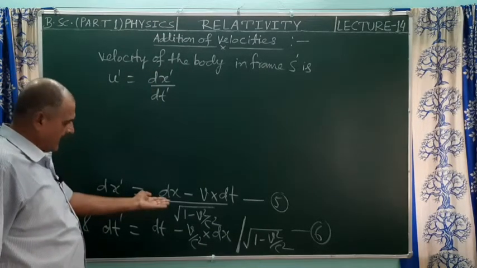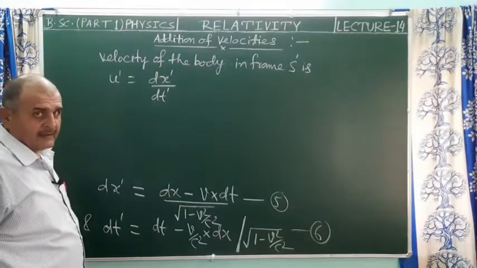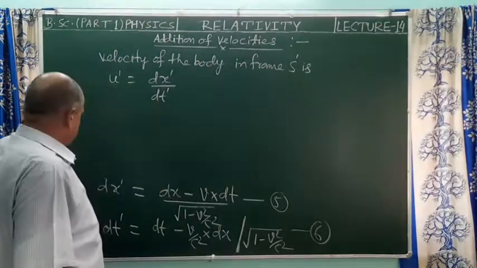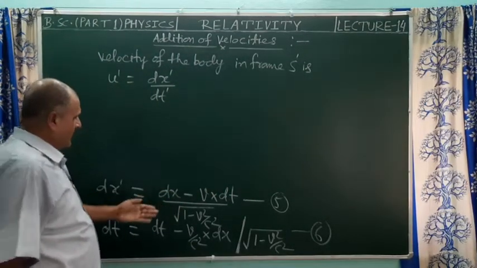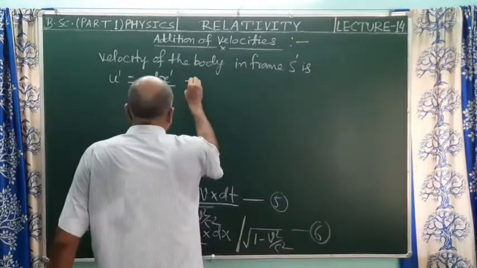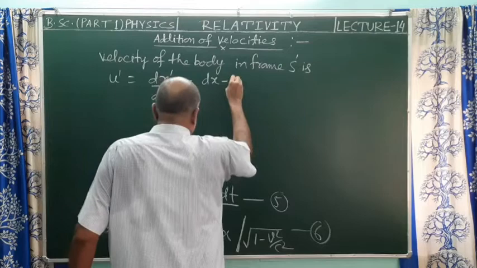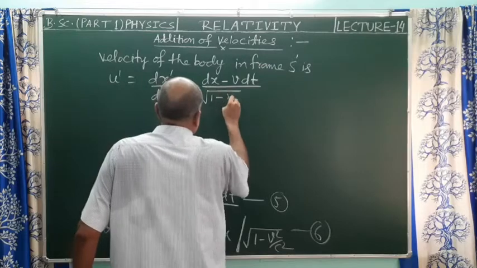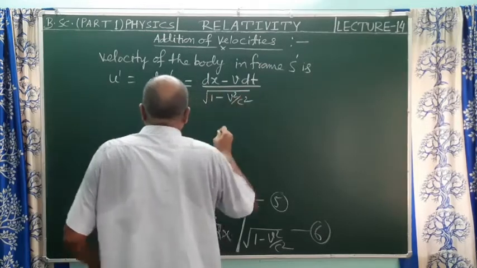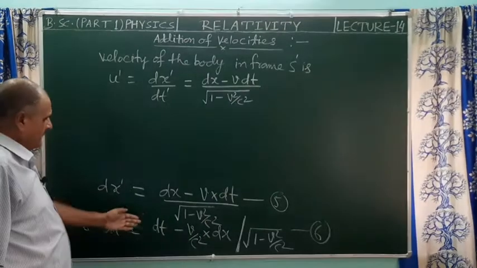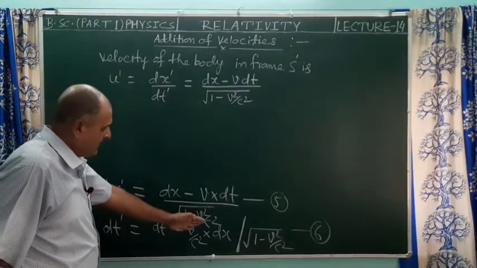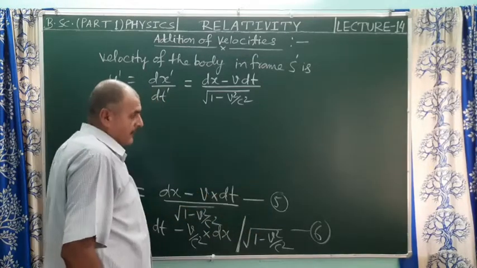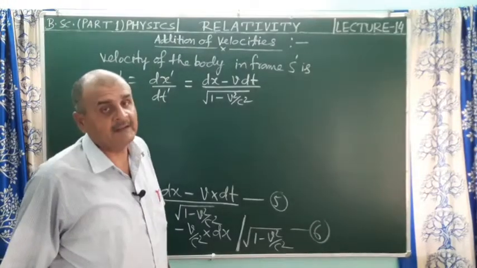dx dash we have already obtained after differentiating equations 1 and 4 of the Lorentz transformation equations. So dx dash is dx minus v dt upon root under 1 minus v square upon c square. This is the value of dx dash, and dt dash is dt minus v by c square into dx upon root under 1 minus v square by c square, in equation 6, after differentiating the fourth equation of the Lorentz transformation equations.